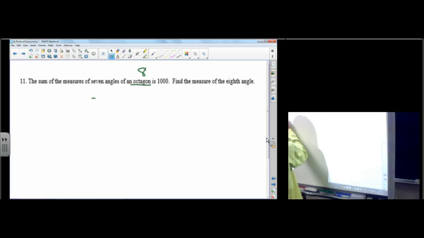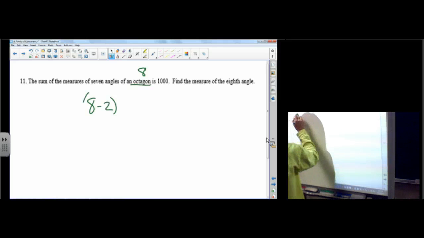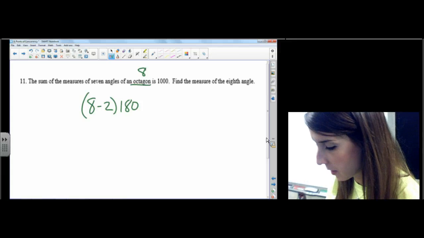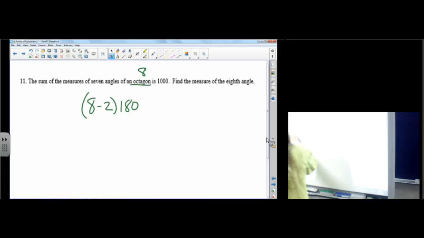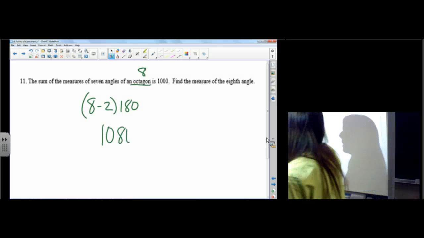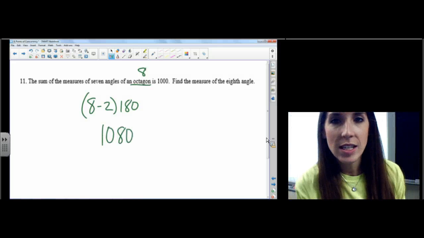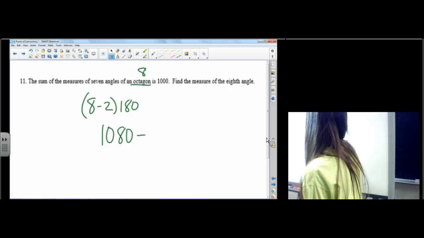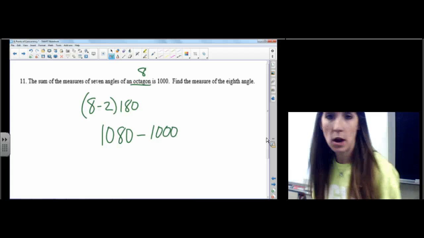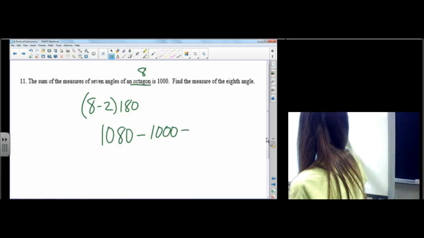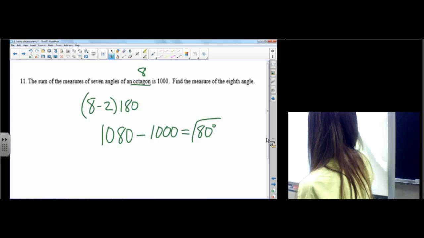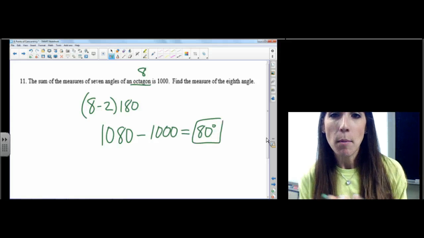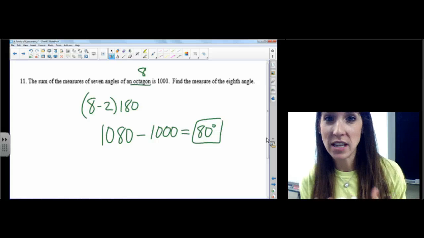So the formula is n minus 2 times 180. So we would do 6 times 180, and we would realize that there are 1,080 degrees in an octagon. Since the sum of the measure of 7 of the angles is 1,000, we would want to take away the ones we already know about, and we'll be left with the measure of the 8th angle. I know that one was kind of obvious because it was like 1,080 and you know 80's left, but we might ask you this one time and the numbers might be tougher to work with.